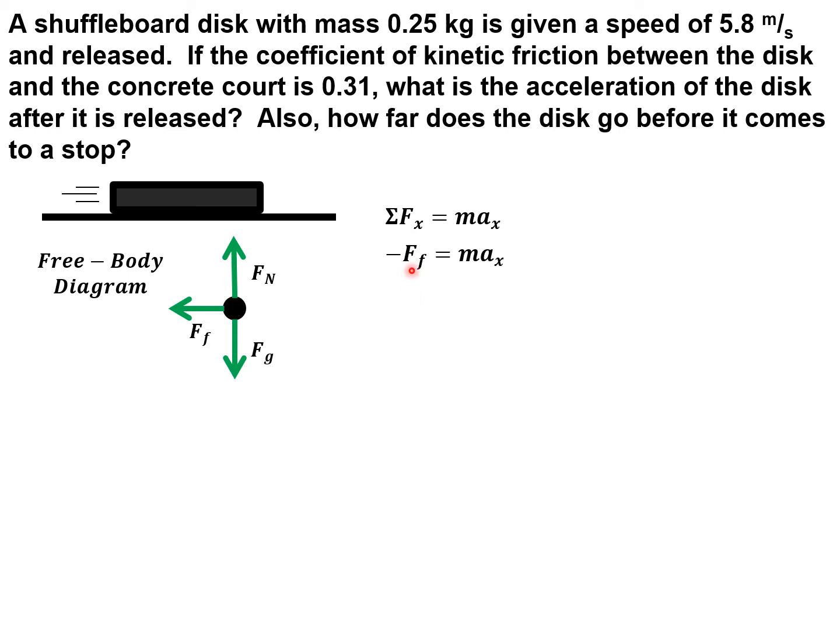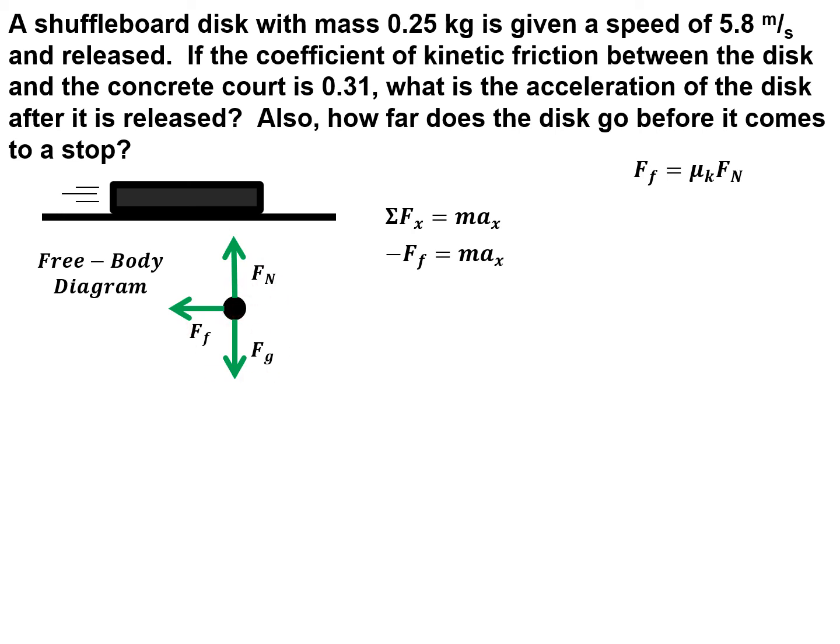At this point we have an equation for the force of friction: the coefficient of kinetic friction times the normal force. We have the coefficient of kinetic friction, it's 0.31, but we don't have the normal force. So now we need to find the normal force, and since we have our free body diagram, we can do that.